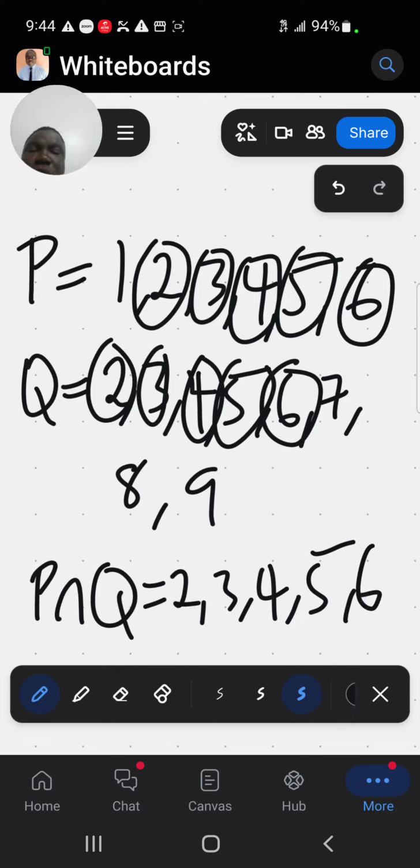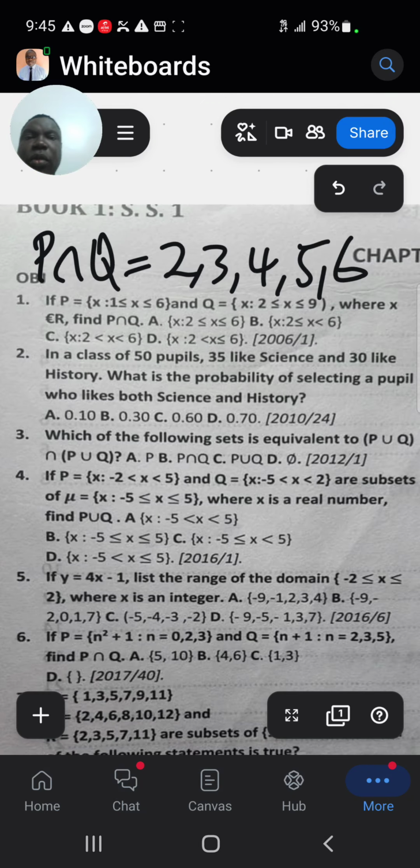Now we're going to go back to the question and see the options. The options must include 2, 3, 4, 5, 6. Since we know P intersection Q equals 2, 3, 4, 5, 6, let's look at option A. Option A says X is such that X is greater or equal to 2. That's correct. That means you're starting with 2. And X is less than or equal to 6. That means 6 is also included. So A seems right.